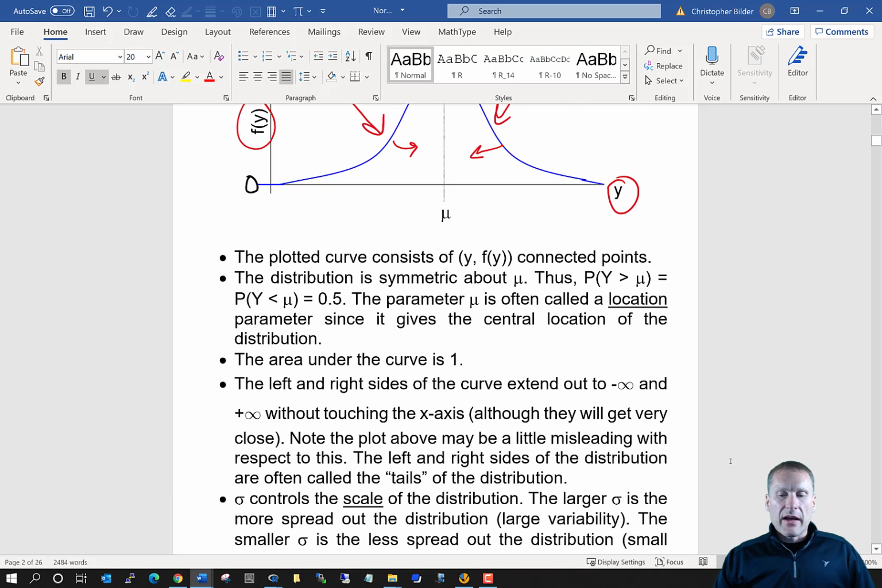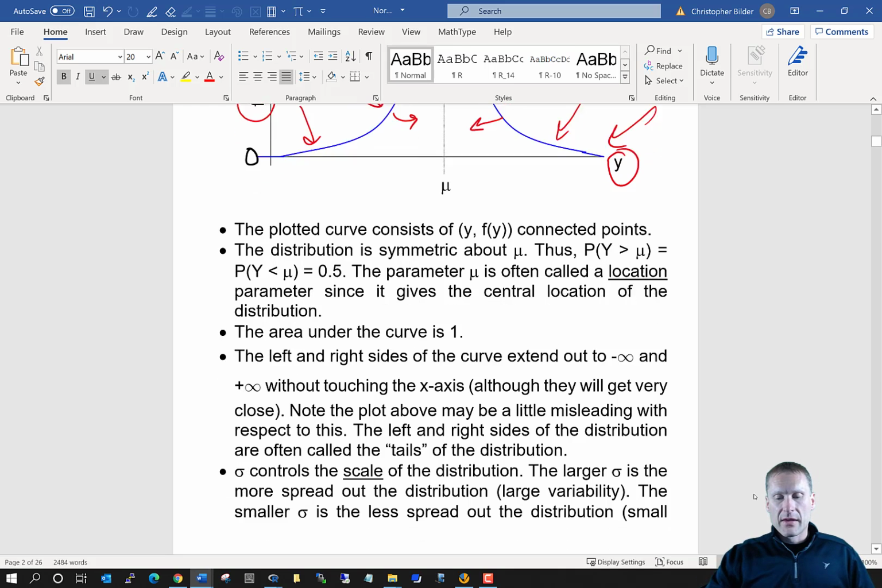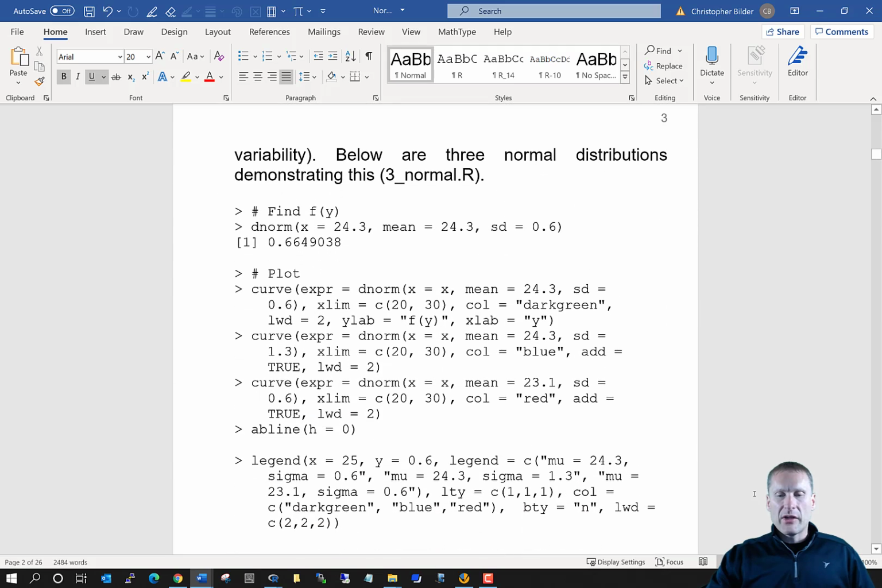Now, the left and the right sides of the curve extend out to negative infinity and positive infinity without ever reaching f of y equal to 0. Obviously, I can't draw out to positive infinity and negative infinity on my plot. Very often, and I've used this terminology before, the far right and far left sides of the distribution are referred to as the tails of the distribution. Let's actually look at some R pictures of the normal probability distribution function.